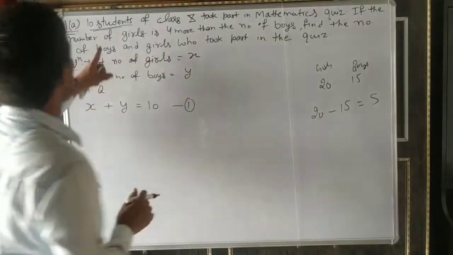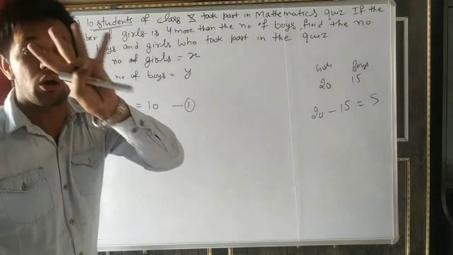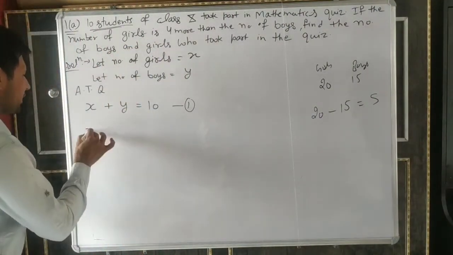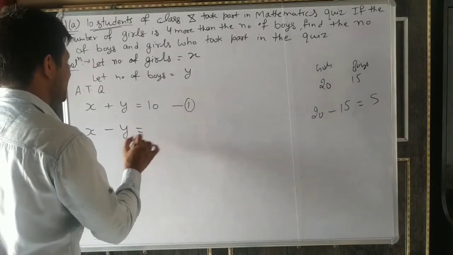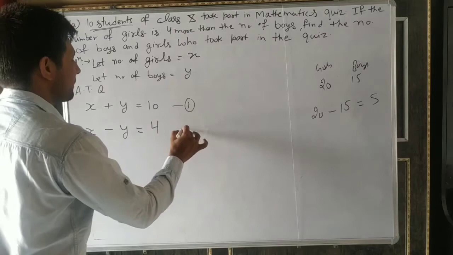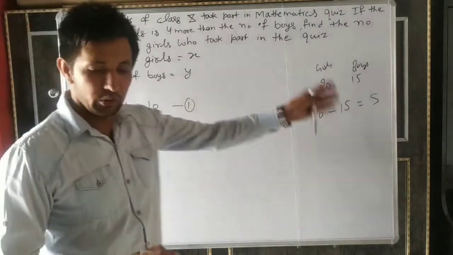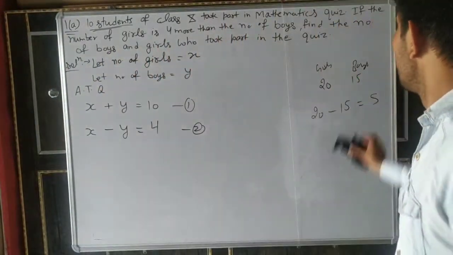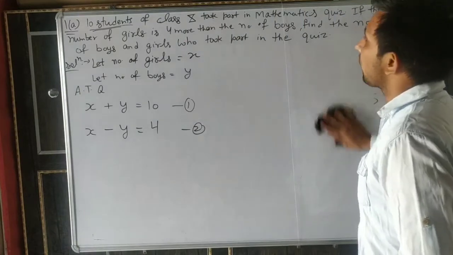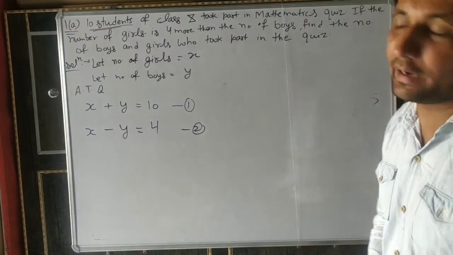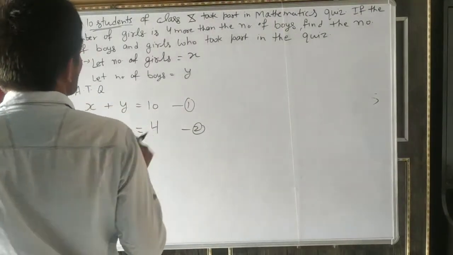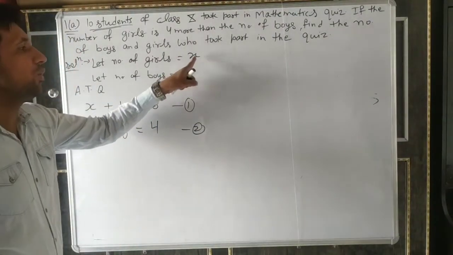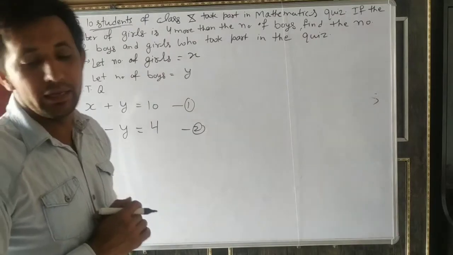So we will write: girls is 4 more than boys. It means the number of girls minus the number of boys equals 4. This is equation number 2. Understand? Now we have to find how many boys and how many girls are in the class, so we have to find the values of x and y.